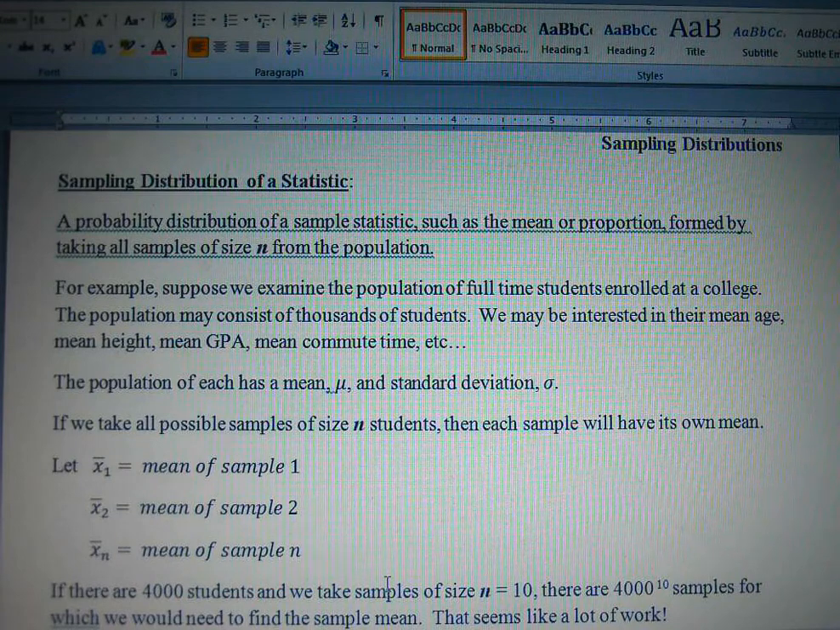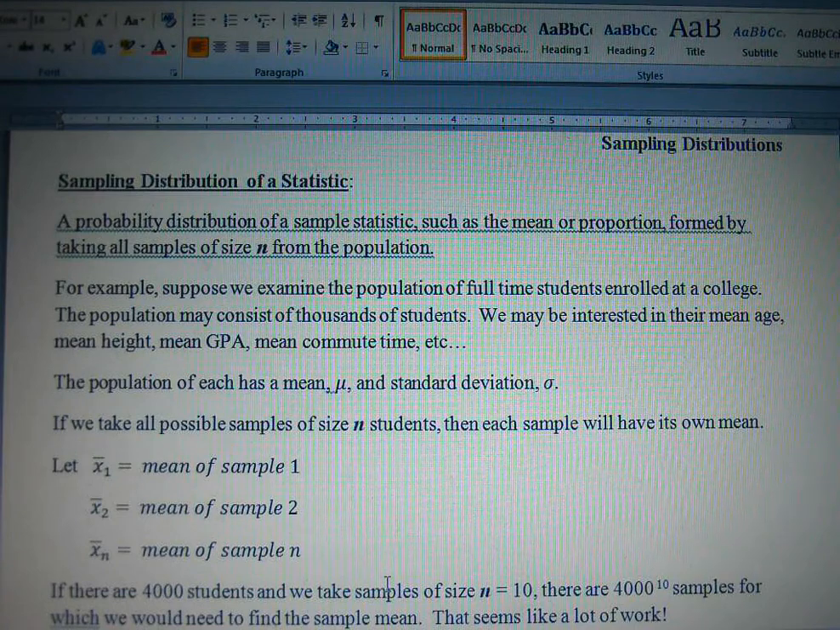So for example, suppose we examine the population of full-time students enrolled at a college. The population may consist of thousands of students. We may be interested in their mean age, their mean height, their mean GPA, mean commute time, etc. The population of each will have a mean mu and a standard deviation sigma.